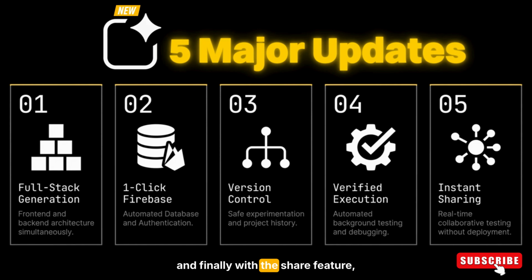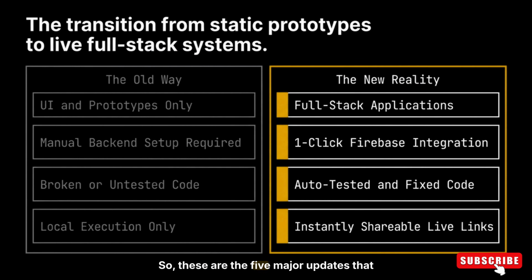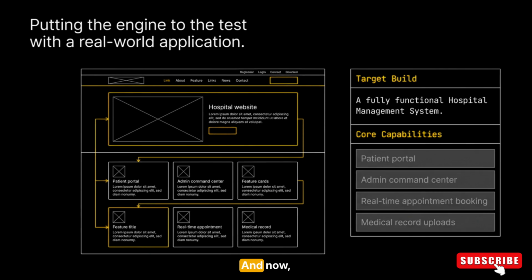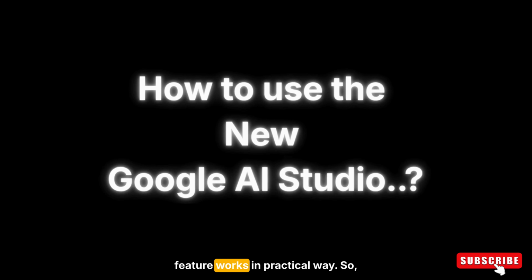And finally, with the share feature, you can generate a simple link and get others to use your app instantly without even deploying it. So these are the 5 major updates that completely change how we build apps and websites in the new Google AI Studio. And now let's see all of this practically by building a real project. We will create a complete hospital website, and inside that I will show you how each of these new features works in a practical way, so you can truly understand how to use the new Google AI Studio to build full stack apps and websites.